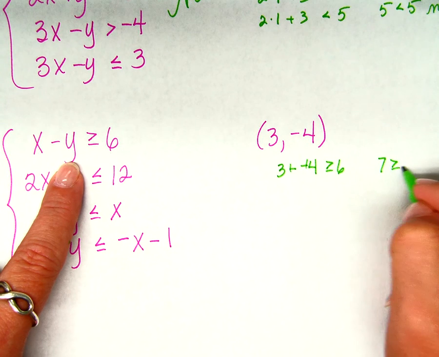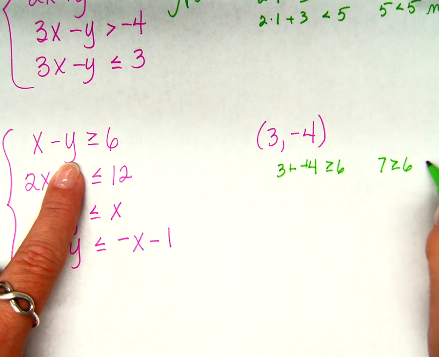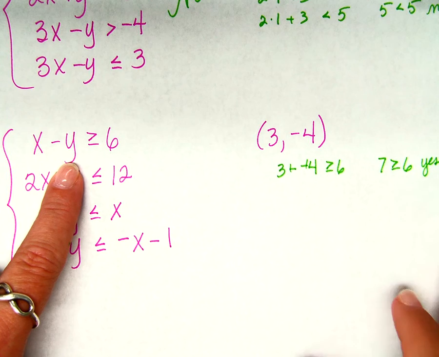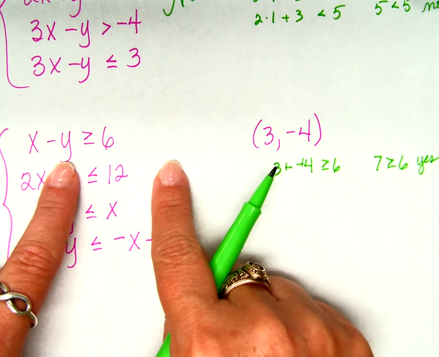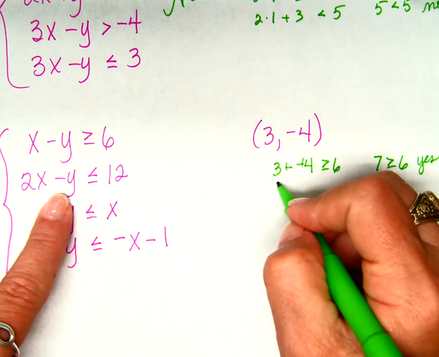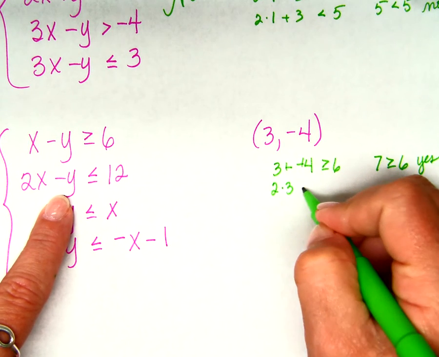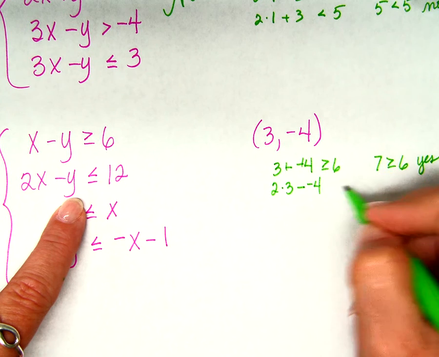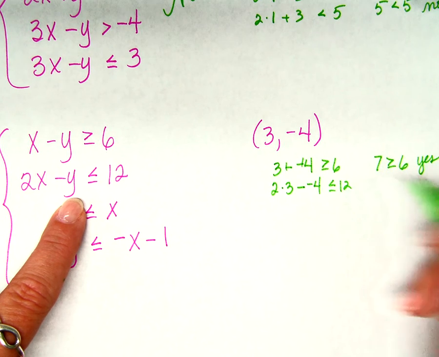7 is greater than or equal to 6. That is true, so that one's a yes. Can I just put yes? No? Okay, good job. 2 times 3 minus a negative 4 is less than or equal to 12.